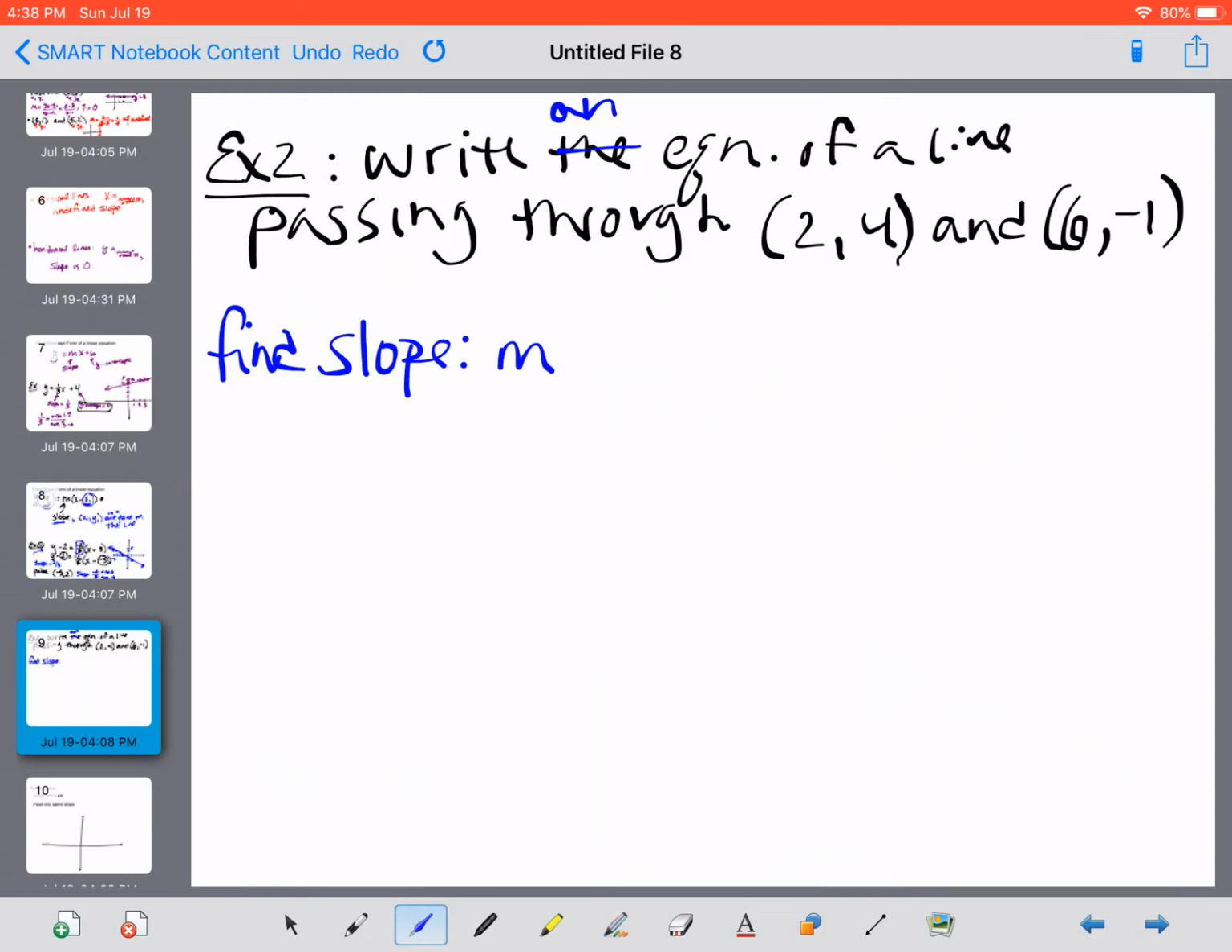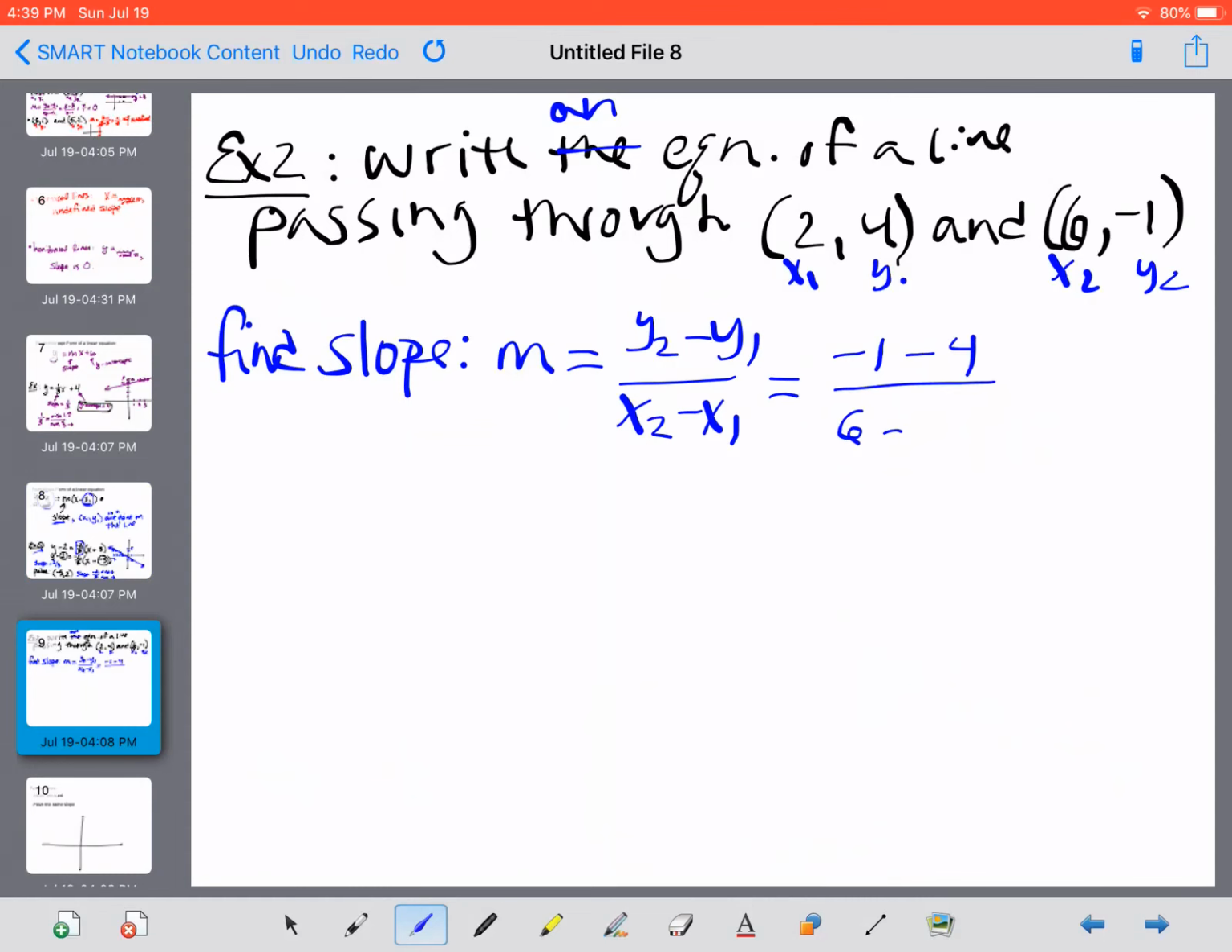We need to use the slope formula, y2 minus y1 over x2 minus x1. All right, so if I label my points here as x1, y1, x2, y2, then my slope is going to be given by negative 1 minus 4 divided by 6 minus 2. That is negative 5 over 6 minus 2 is 4. All right, so I have slope. Now, if you wanted to write your equation in slope-intercept form, you could, but you would still have to solve for the y-intercept. That's extra work. This is why it's useful to know point-slope form, because we already have a point on the line. In fact, we have 2 of them.